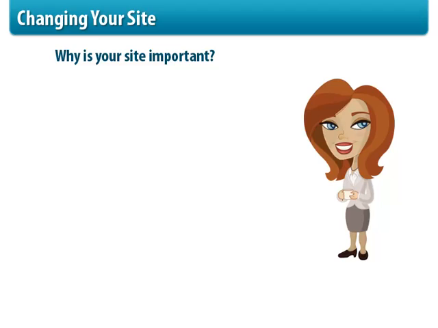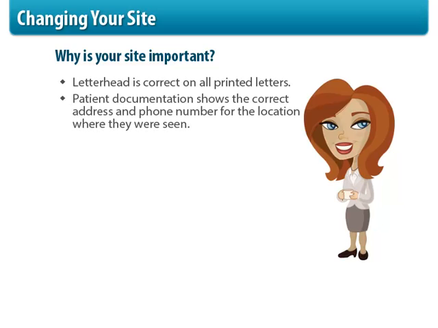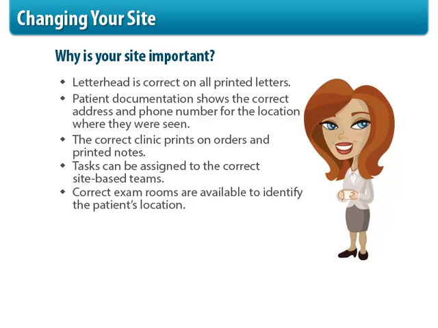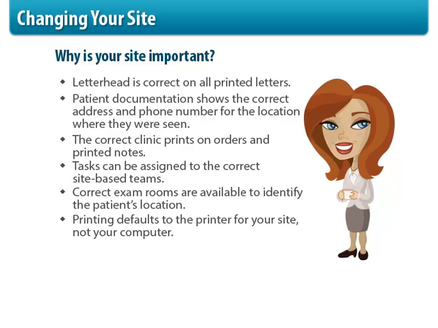Your site needs to be correct so that the letterhead used on your letters is correct, the address and phone numbers on documentation for the patient are correct, the site printed on orders and notes is correct, tasks can be assigned to the correct site-based teams, and the correct exam rooms are options for the patient's location. Printing is also affected by your site. When you print, the printer that appears for you to print to by default is the printer associated with your site, not with your computer. So if you don't change your site, then it's possible you won't be printing to the correct location.